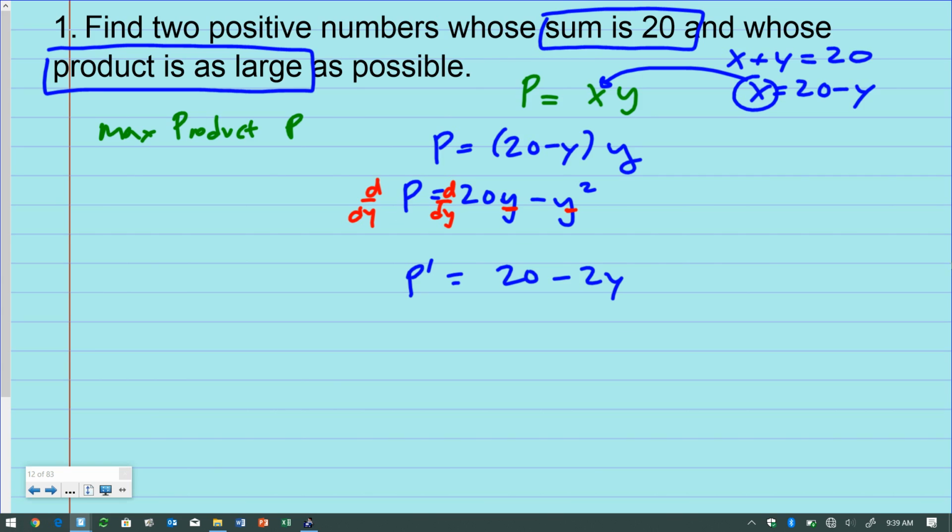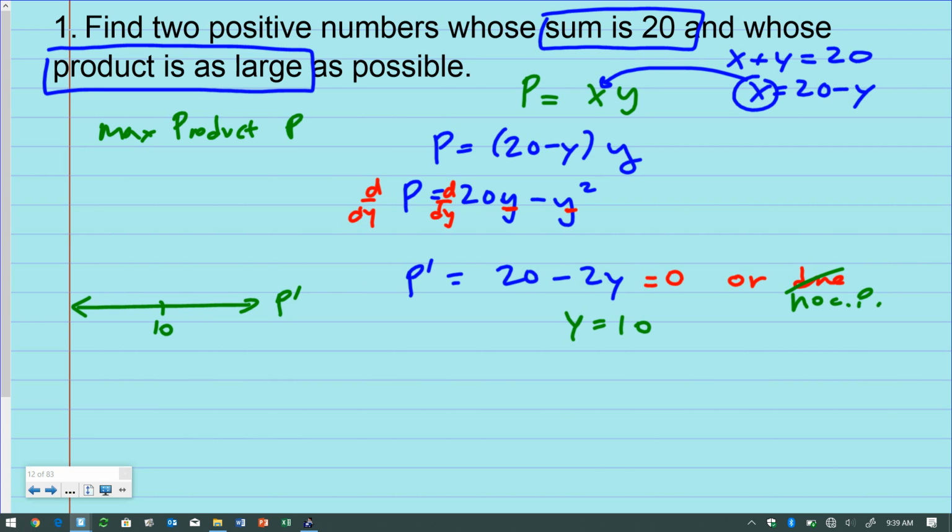Okay, once you take the derivative, what you're going to do is set your derivative equal to 0, or set it equal to DNE. Over here I'm going to get no critical points for the DNE just because I have no fractions. Over here I'm going to get y equal to 10. All right, so basically I'm done with my problem. Now I have a critical point at y equals 10.